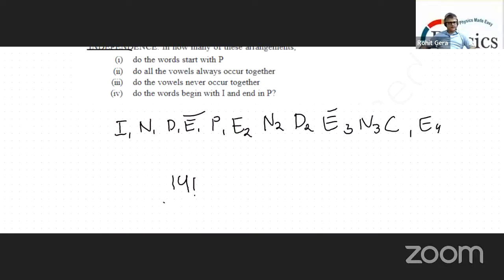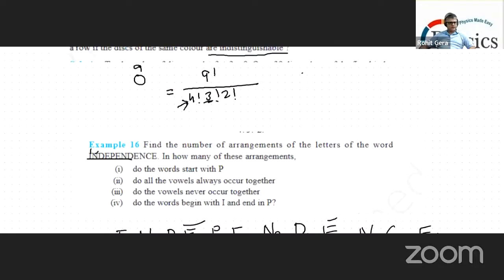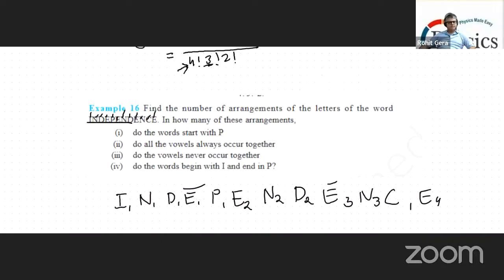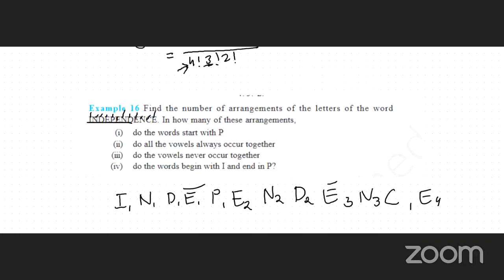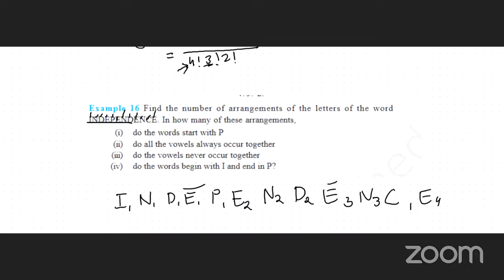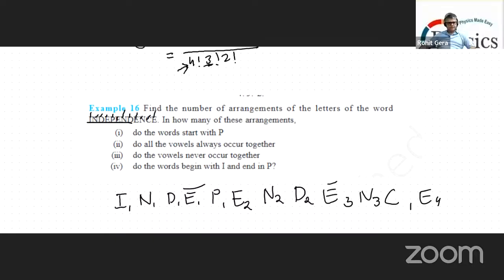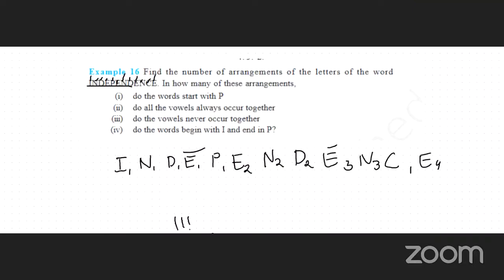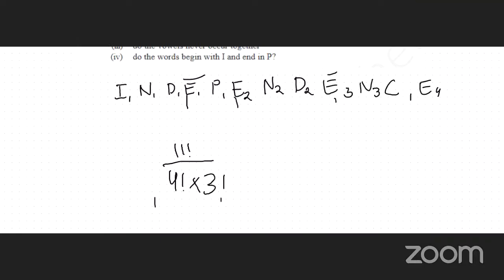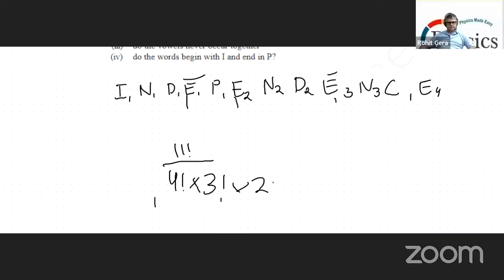Okay, did you count it? Take a second. 1, 2, 3, 4, 5, 6, 7, 8, 9, 10, 11, 12. What is this? It is 12, not 14. So it is a 12-letter word, and P is already used, so 11 letters, upon 4 factorial, into 3 factorial, 1, 2, 3, and into 2 factorial.